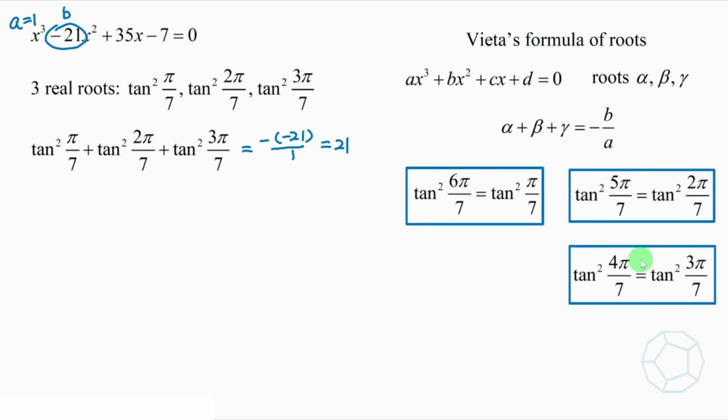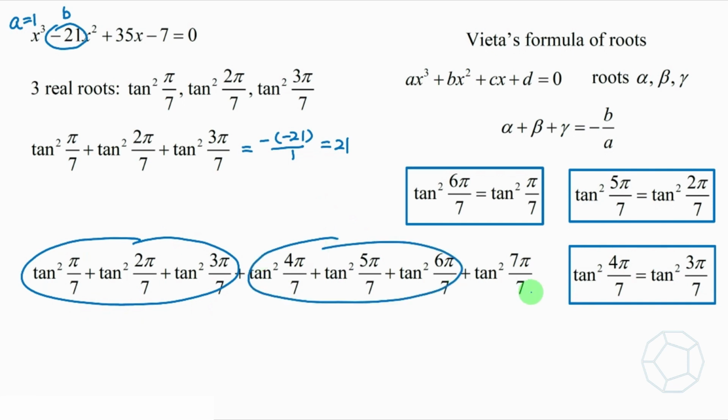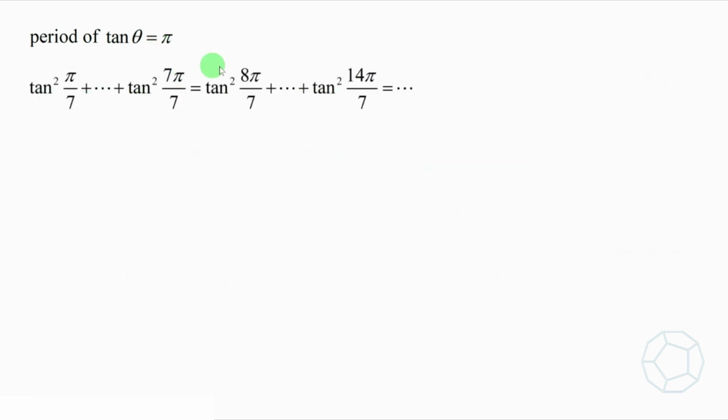Again, by the result in part 2, we have these 3 pairs: 6 and 1 as a pair, 5 and 2 as a pair, 4 and 3 as a pair. The first 3 terms are equal to the next 3 terms, while the last term is equal to 0. Therefore, the sum is equal to 2 times 21 plus 0, which is 42. Lastly, because the period of tangent theta is equal to pi, we can put 7 terms in a group. The sum of the first 7 terms is equal to the sum of the next 7 terms, and so forth.